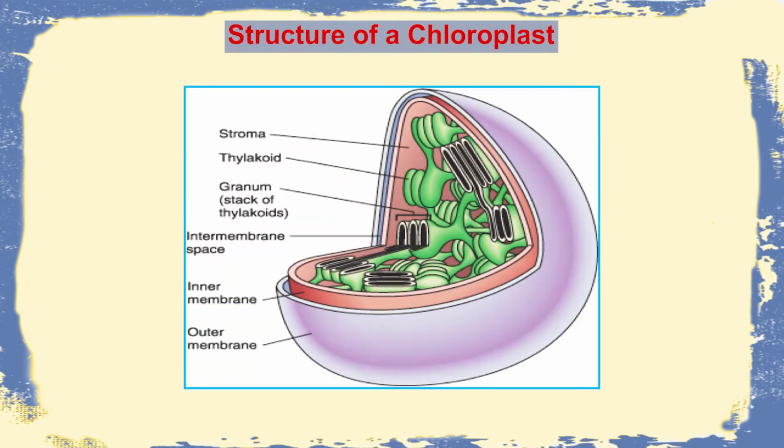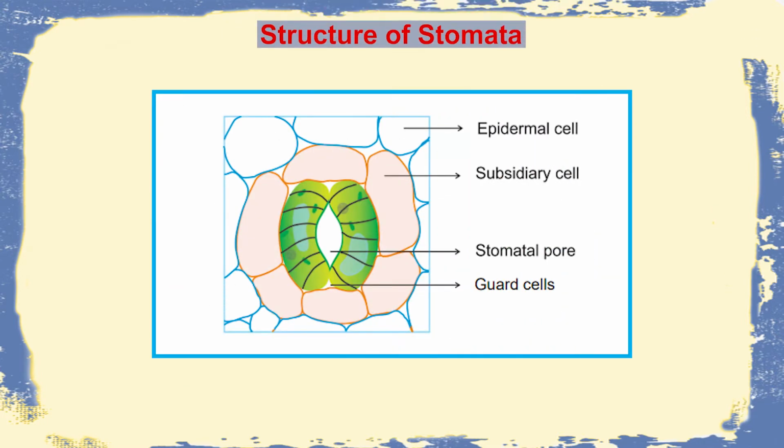Now let us talk about the chloroplast structure. The chloroplast is a discoid structure having grana and intergranal region, but here we will be mainly considering the intergranal region, which is the stroma, and this stroma is basically the ground substance which has all the enzymes required for the dark phase or the Calvin cycle.